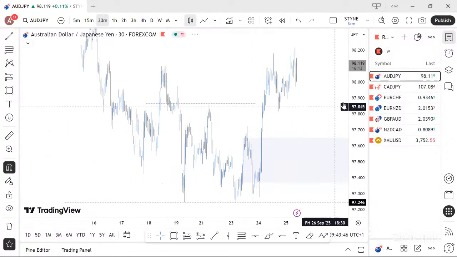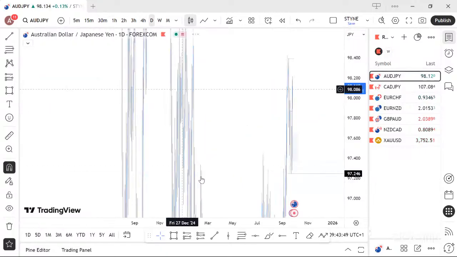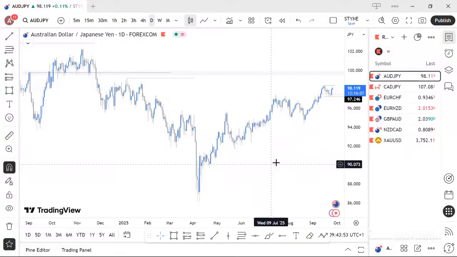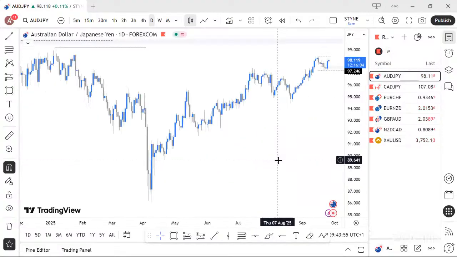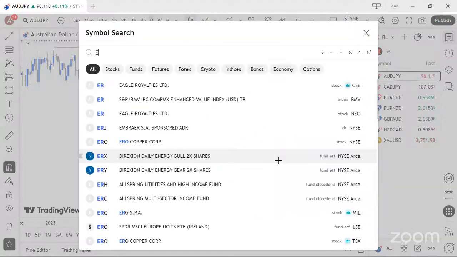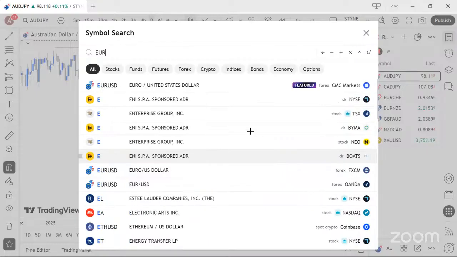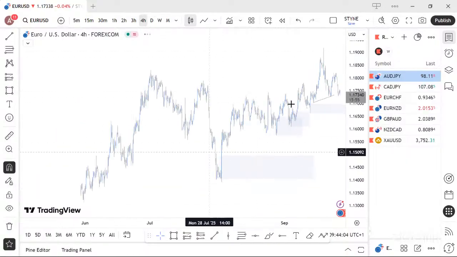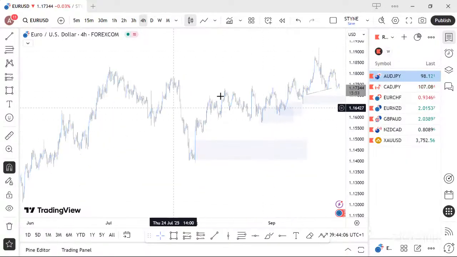What of Euro USD and GBP USD, sir? No, I don't have any trades for those. They are just currently waiting. It's just doing its thing, and it's not giving me a clear direction.